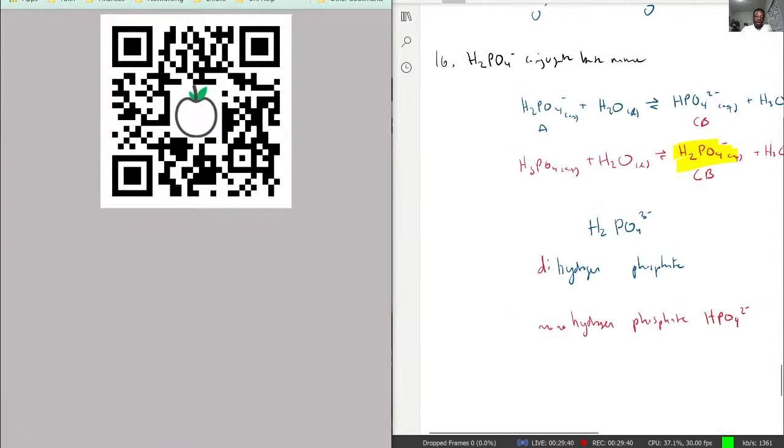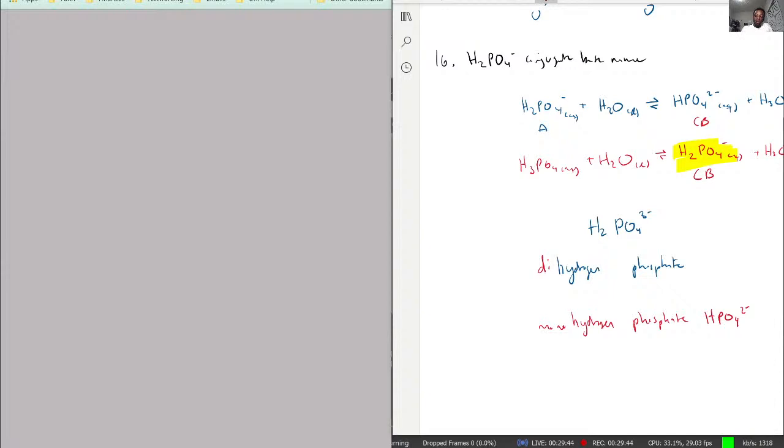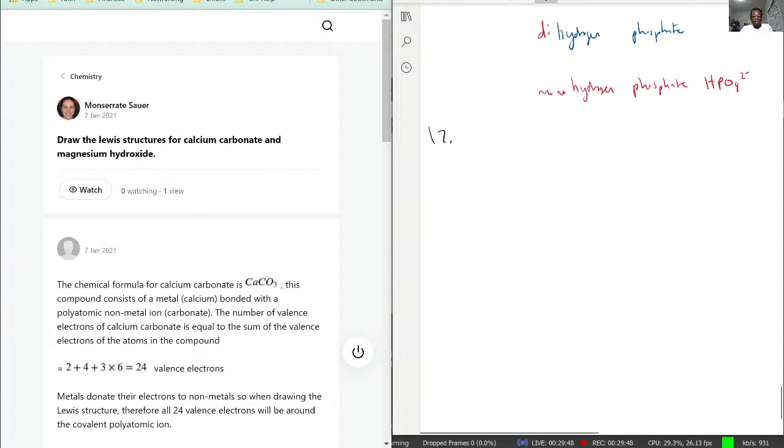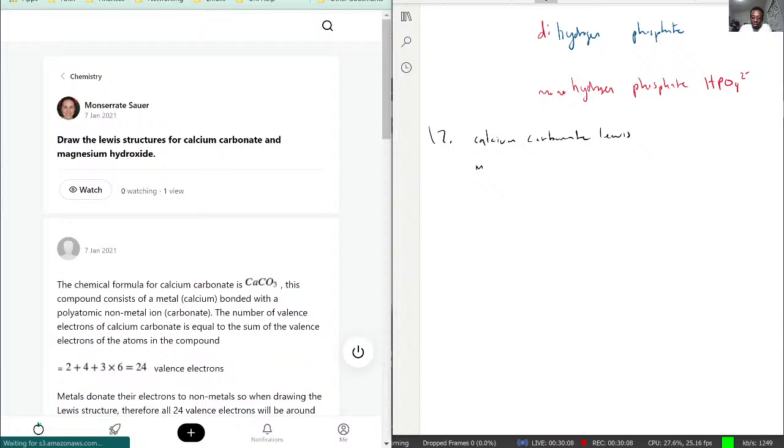And now for question number 17. We want to draw a Lewis structure for calcium carbonate and magnesium hydroxide. So luckily you can see the calcium carbonate name. So for magnesium hydroxide, we're going to see if we can actually draw that without being given any hints. So calcium carbonate Lewis, and magnesium hydroxide Lewis as well.